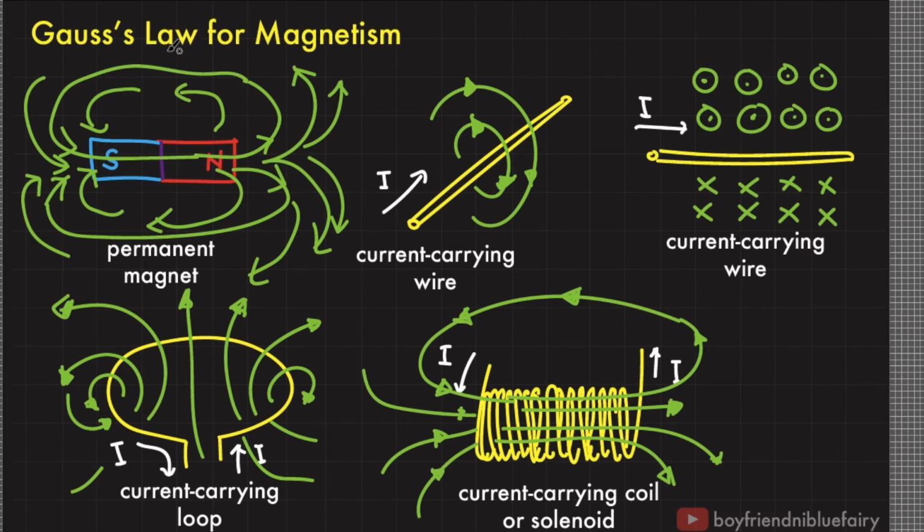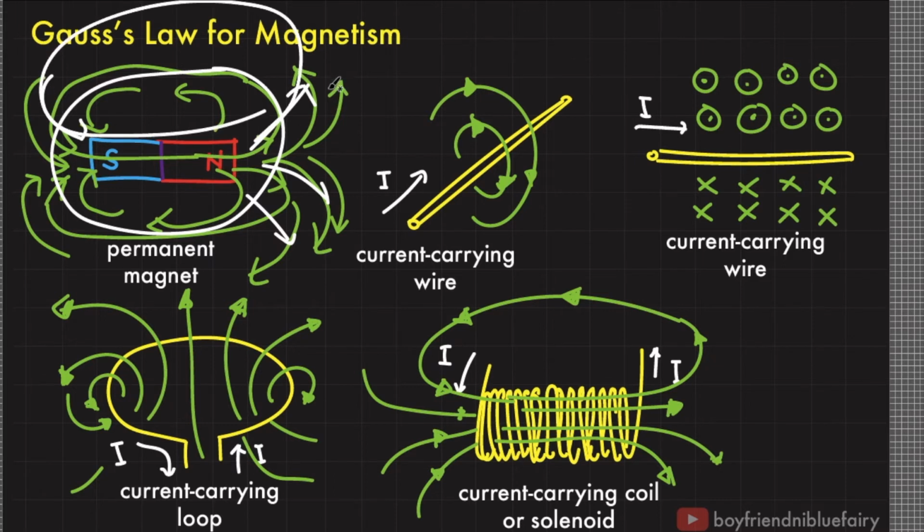If I try to enclose this with an imaginary Gaussian surface like this, notice that if some of the magnetic field lines pass through this imaginary Gaussian surface, these same magnetic field lines will enter this Gaussian surface again. Remember that I emphasized that magnetic field lines loop back to themselves. The magnetic field lines emanating and passing through the Gaussian surface actually return to the same Gaussian surface. In other words, the net magnetic flux is actually zero for a closed surface.